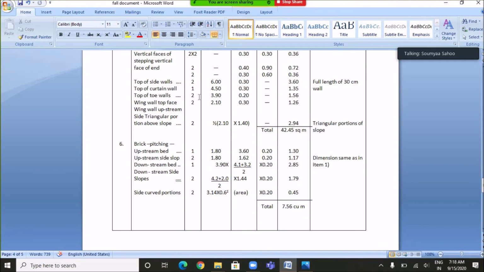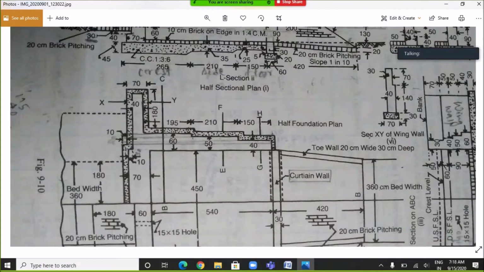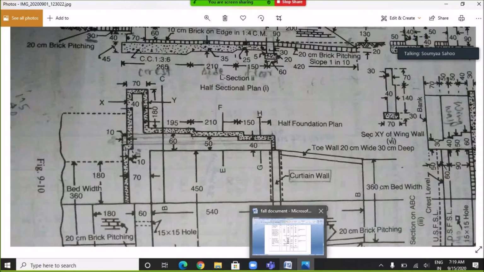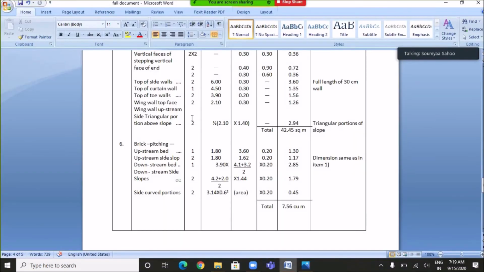The next the pointing work is to be done for the wing wall top face. The pointing work is to be done from this portion up to this portion of the wing wall. So this length will be 2.1 meter and the top width of the wing wall is 30 centimeter. So the number of wing walls are 2 and the length is 2.1 meter and the breadth is 0.3 meter. So the quantity will be 1.26 square meter.